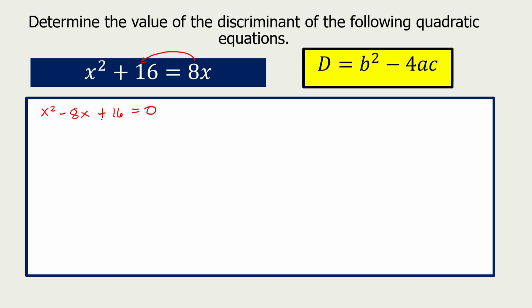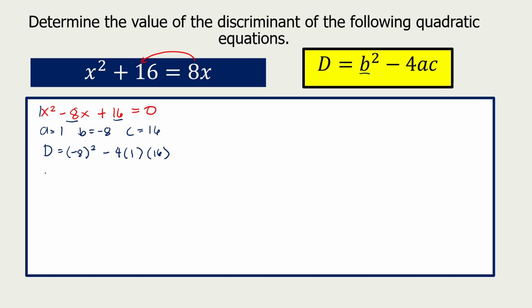And then after that, identify the values of a, b, and c. So the value of a in this expression is 1. The value of b is negative 8 and c is positive 16. And then you will substitute these values to the formula of the discriminant. We have d equals b squared. So the value of b here is negative 8. We have negative 8 quantity squared minus 4 times the value of a is 1 and c is 16.